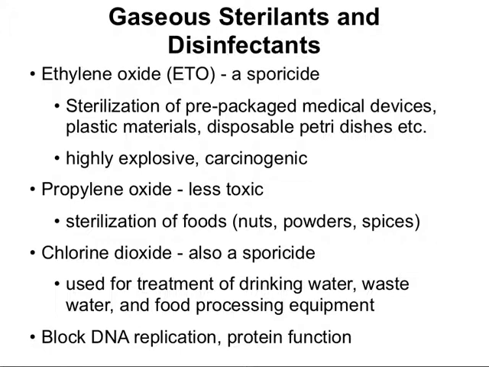Propylene oxide is much less toxic. It's used for sterilization of foods, like nuts, powders, and spices. Chlorine dioxide is used for the treatment of drinking water worldwide, as well as wastewater and food processing equipment. The way that these sterilants work is by blocking DNA replication and blocking protein function. Gases can provide a versatile alternative to heat and liquid chemicals, and are especially useful for substances that cannot tolerate the moist or dry heat antimicrobial mechanisms.